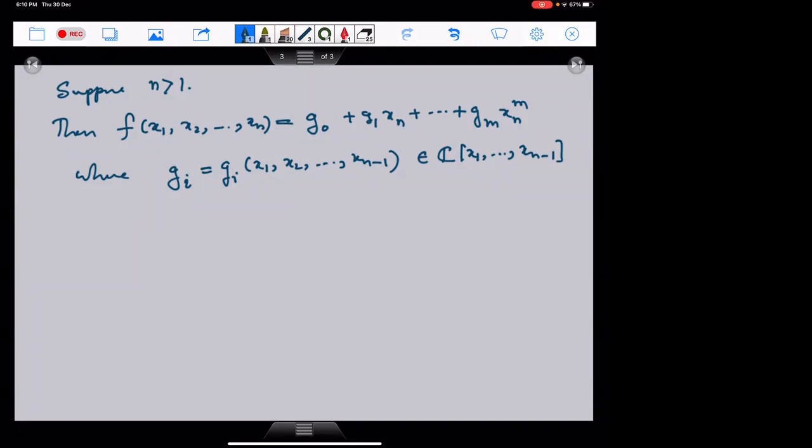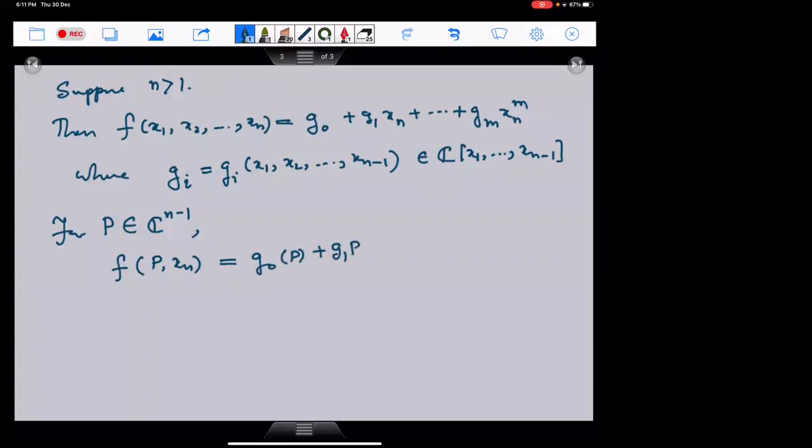So now, for any point P belonging to C^(n-1), where C can be replaced by F, an infinite field, I can write f(P, xn) as g0(P) plus g1(P) xn, up to gm(P) xn to the power m. But what do I know? That this vanishes for any choice of xn, right? It is vanishing at every point of C^n. So when I am fixing my first n minus 1 components, the last one is free, which vanishes for all xn equal to a belonging to C.